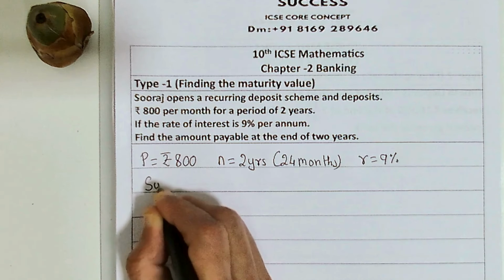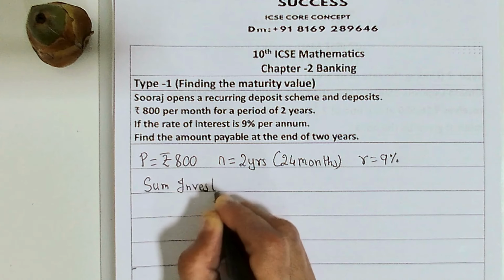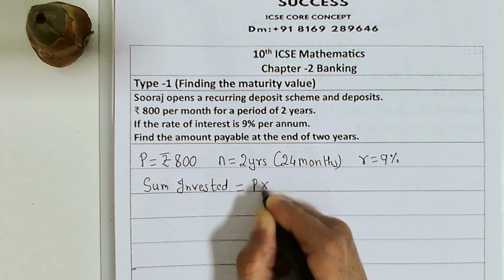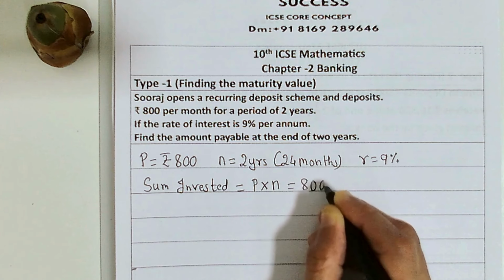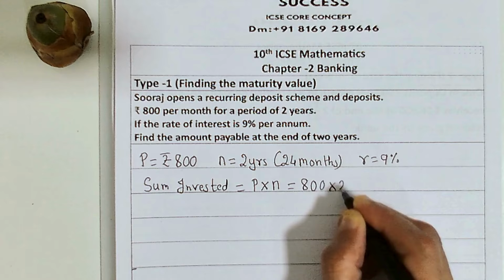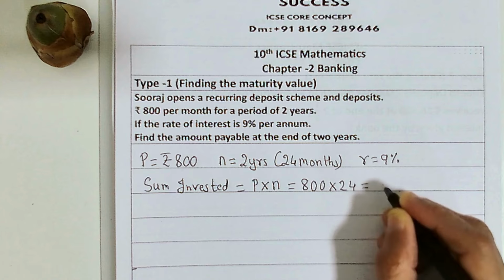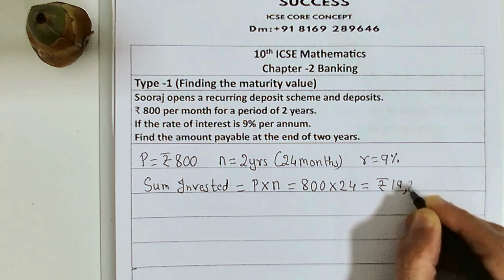So sum invested by Suraj is P into N, meaning 800 rupees he is paying for how many months? 24 months. That is his investment in the bank, that is rupees 19,200.